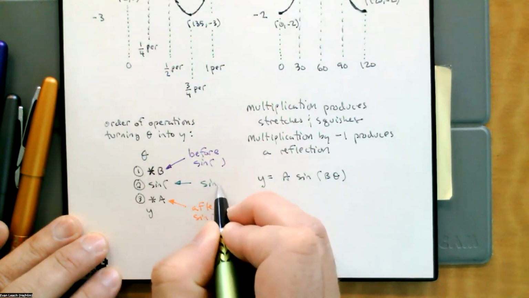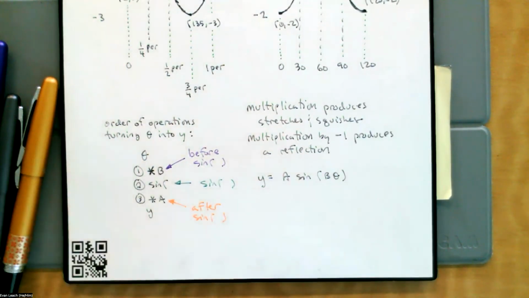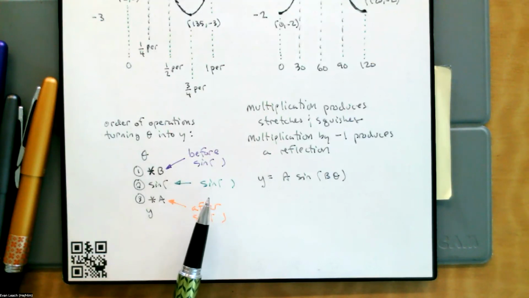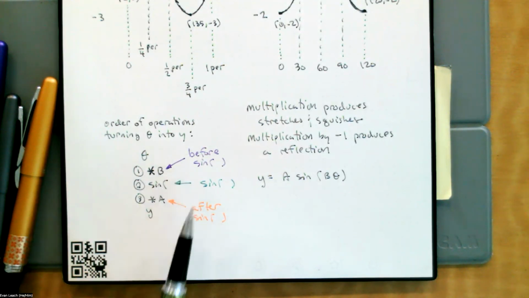Here in the middle is when sine happens. So multiplication by b was before sine, then sine happened. Multiplication by a was after sine. So here's the big idea for today. Changes that take place before the trig function are going to be horizontal. Changes that take place after the trig function are going to be vertical. Before, horizontal, after, vertical.